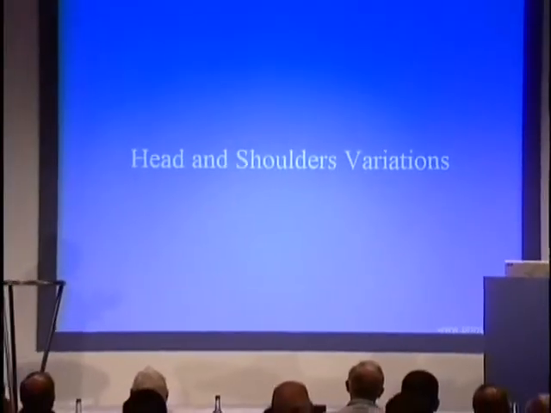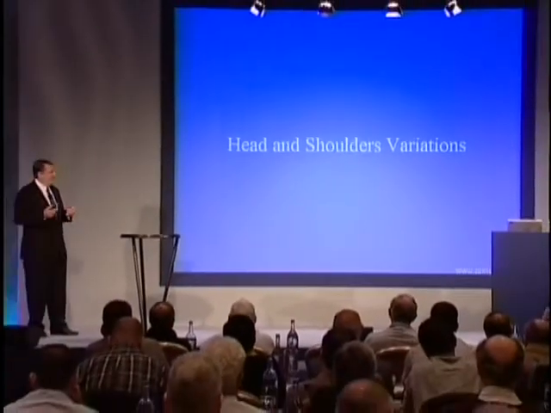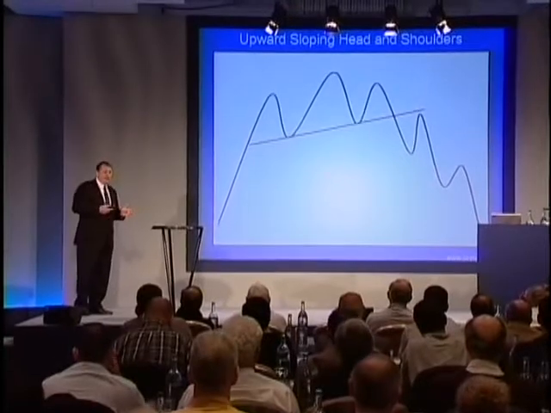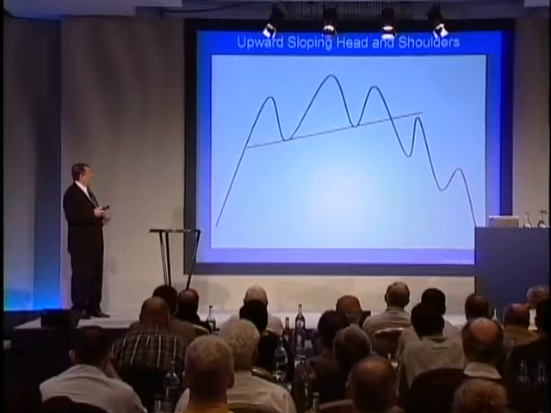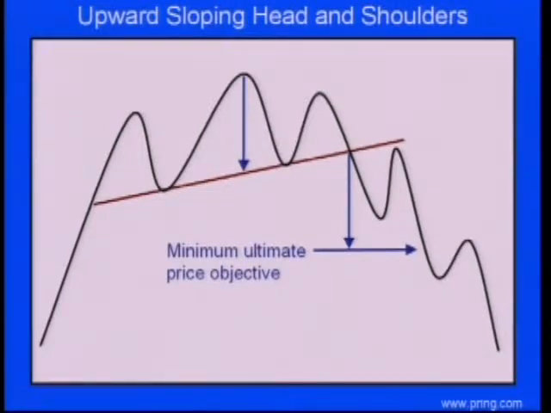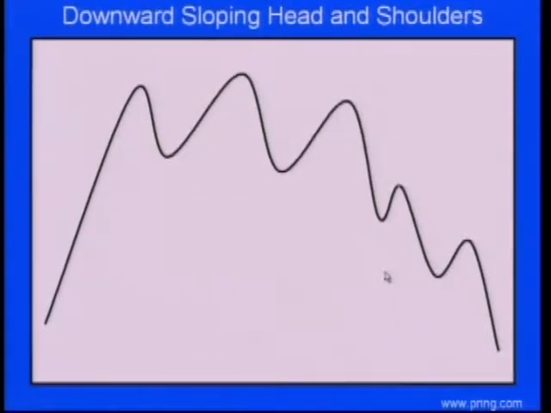Head and shoulders come in several different types, different variations. Before, we saw the neckline was a horizontal line. It's possible to have an upward sloping neckline like this one here, and that's what we call an upward sloping head and shoulders. And the objectives are the same. We take the maximum distance between the top and the bottom of the pattern and project it in the direction of the breakout, which in this case is the downside breakout, which would give us that move down to there.